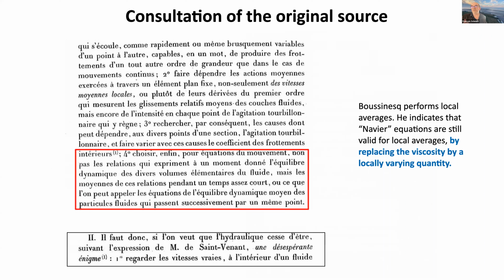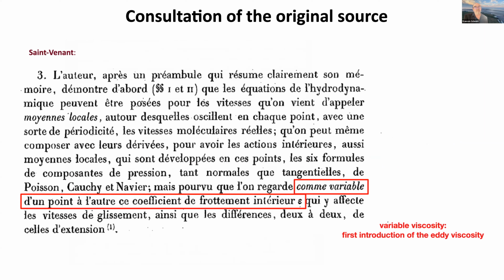And in this original source, we can see that Boussinesq was claiming that if we do an average of Navier, he was calling it the Navier equation, not Navier-Stokes, then we still obtain the Navier equation, but by replacing the viscosity by something which is variable, a new quantity which is variable. And so Saint-Venant in the introduction said that Boussinesq has solved a desperate enigma. He really thought that it was an exact representation, because he said, if we average the Navier equation, we obtain the same equation, but with a variable internal coefficient, which they call epsilon. It was the first introduction of this Eddy-viscosity.